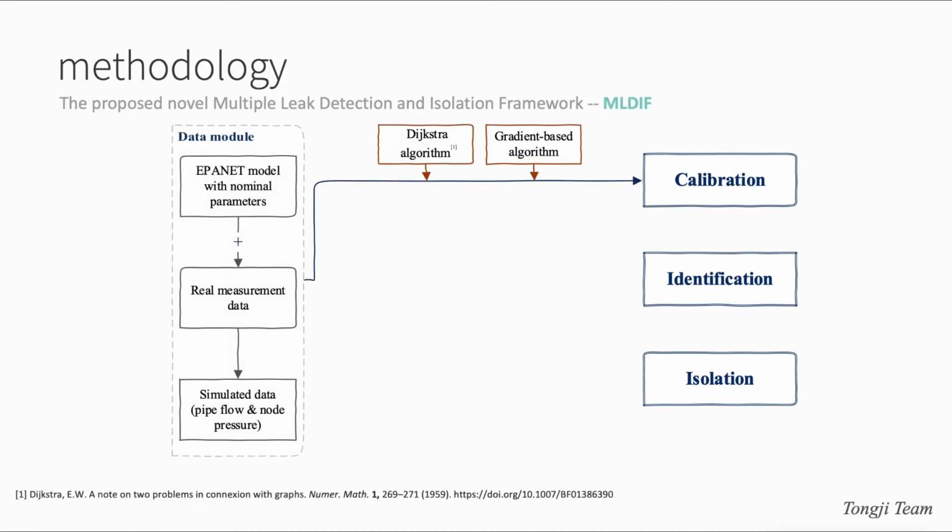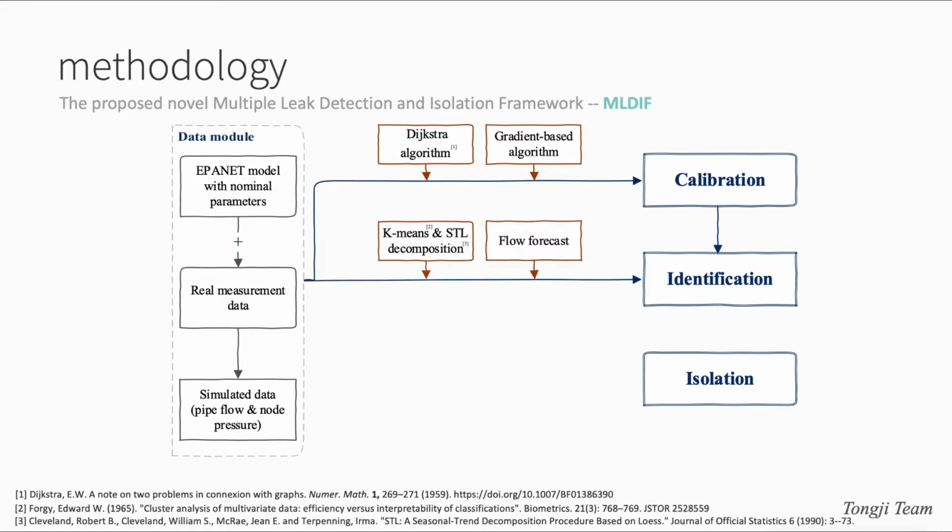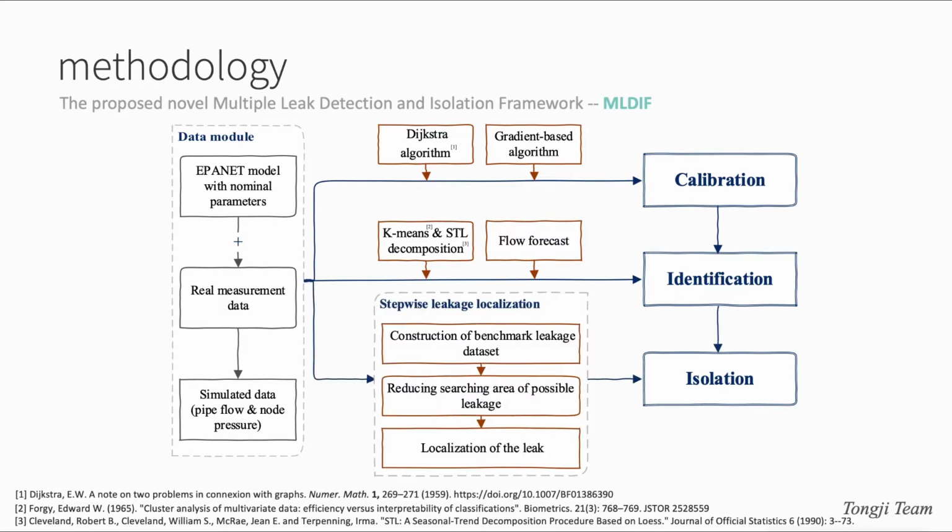First, a gradient iteration algorithm was used to calibrate the hydraulic model after dividing pipes into several groups by the Dijkstra algorithm. Then we used STL decomposition and k-means clustering algorithm to identify the occurrence time of leaks. After that, the approximate quantity of leakages can be obtained with the help of flow forecasting. In order to locate the leakage position accurately in the shortest time, we used a stepwise leakage localization method.